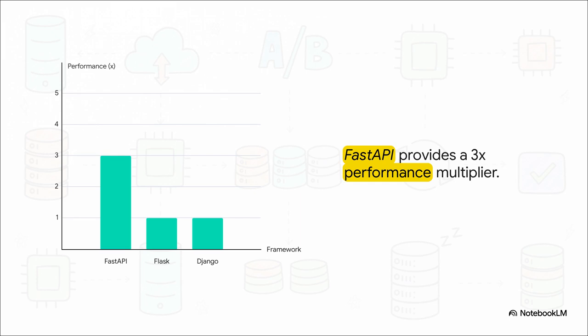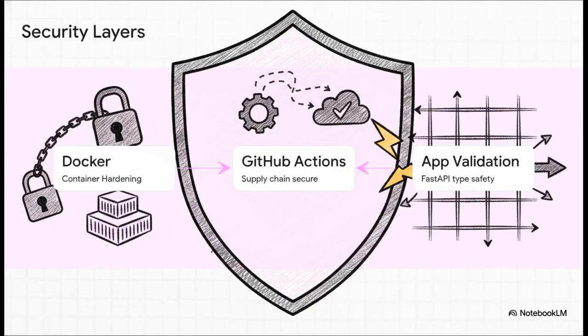But even more importantly, it includes built-in Pydantic type safety. Think of Pydantic like a strict bouncer at an exclusive club. It ensures that malformed or dangerous data is firmly rejected before it ever reaches your delicate machine learning model. So we have incredible speed and efficiency.